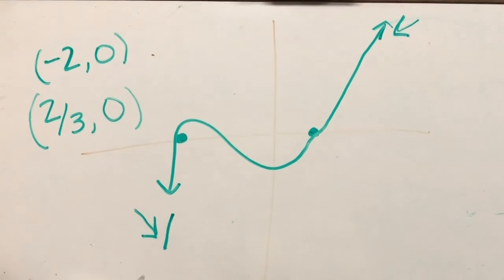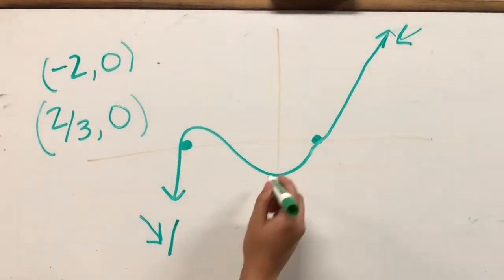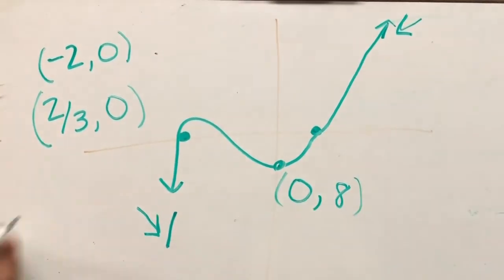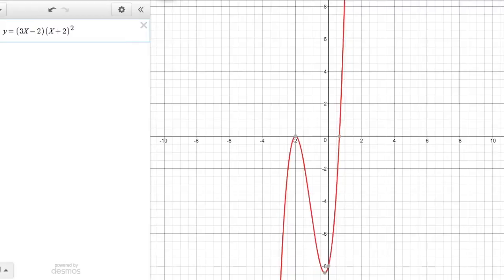So we can just connect all of our points, keeping our end behavior in mind, and we will have successfully graphed our polynomial. While sketches of graphs are really great for determining roughly how the graph will look, it is important to put it in a graphing calculator.